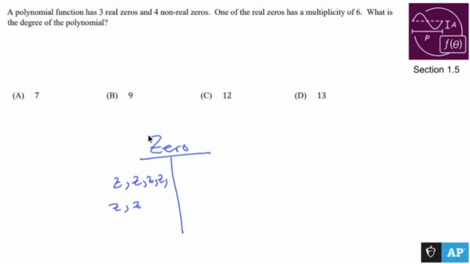I have 2 other zeros, and I have 4 non-real zeros. So z, z, z, z. So 1, 2, 3, 4, 5, 6, 7, 8, 9, 10, 11, 12. This has a degree of 12. All right, that's basically it. You just count out how many zeros you have, real and non. And since one of the real zeros has a multiplicity of 6, you count that one 6 times, and then the other 2, and then the 4 that are non. You get 12 total. Don't overthink it. Pretty easy problem.